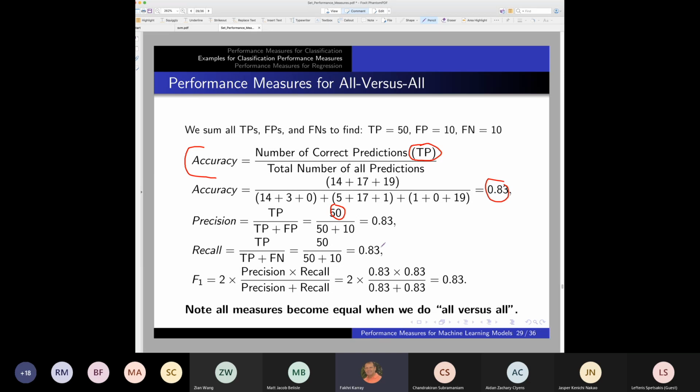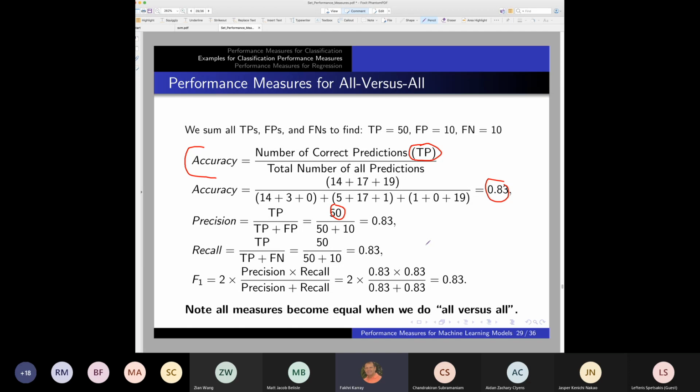Sometimes we have those particular values. And then, of course, because both of them are equal, we find that the F1 is between two values that are equal, and it is equal to 83%. Okay, so usually when we are doing all versus all, the accuracy, the precision, the recall, and the F1 measure, all of them are equal. So this is one particular characteristic of all versus all.